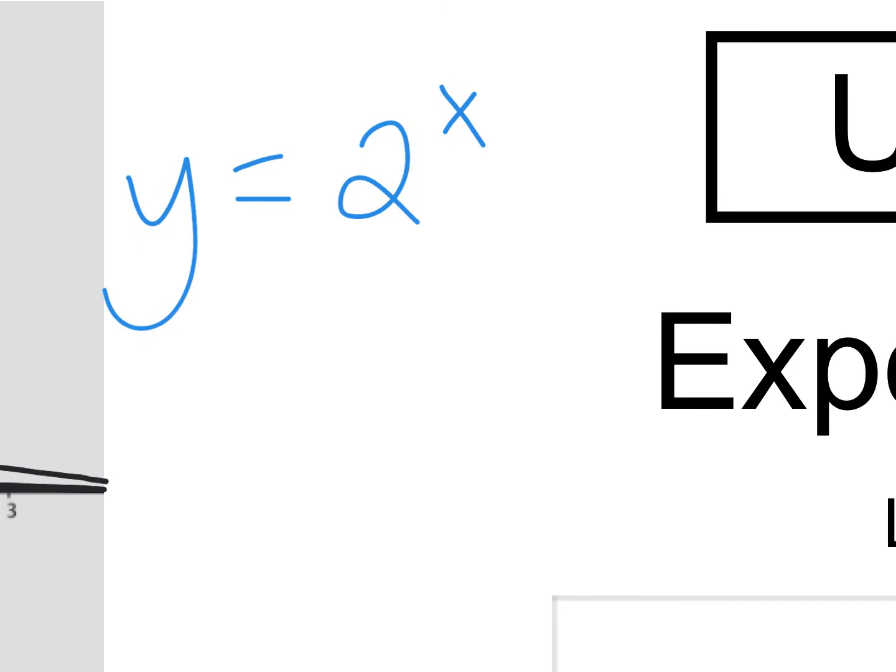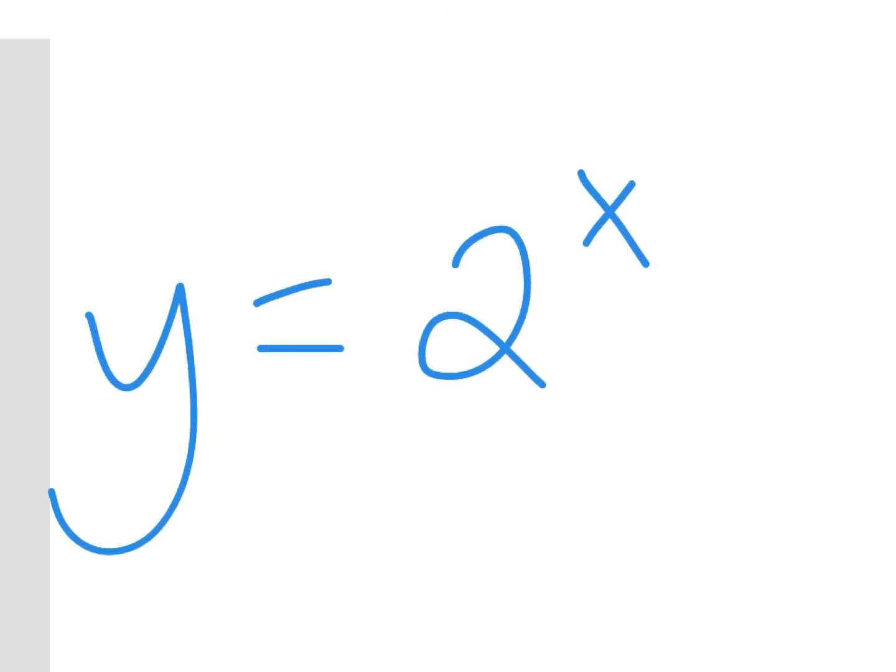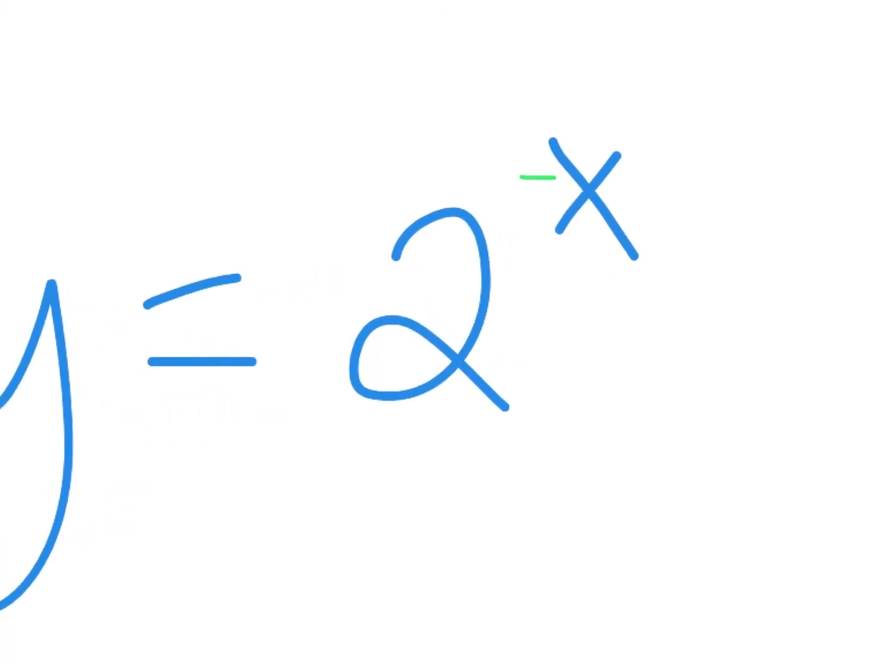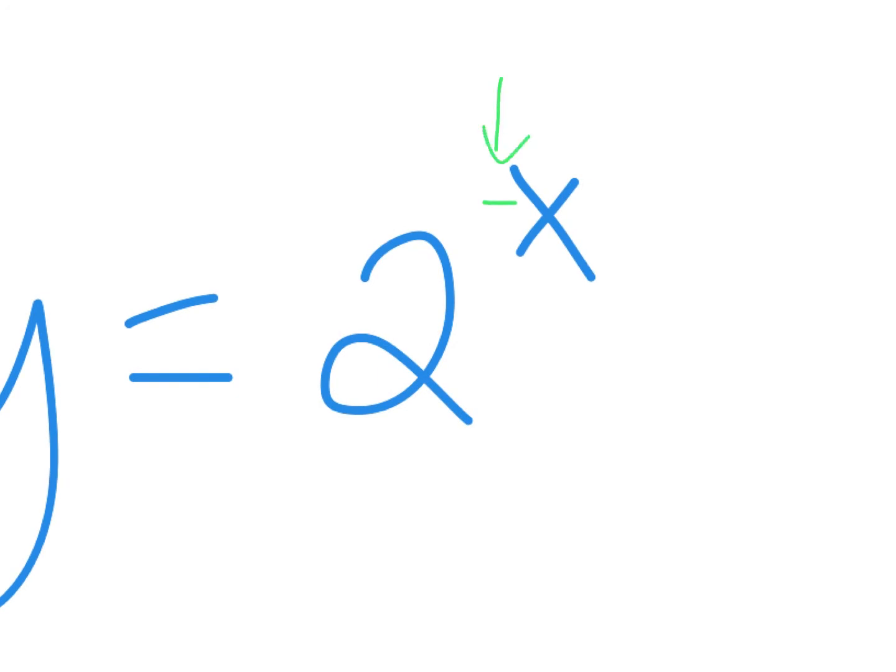So how do I get it to reflect left, right? Well, that's a horizontal thing. That's on the inside. So if you put a negative right there, it flips the graph around backwards. All right, what if I put a negative in front? Well, that would flip it the other way.